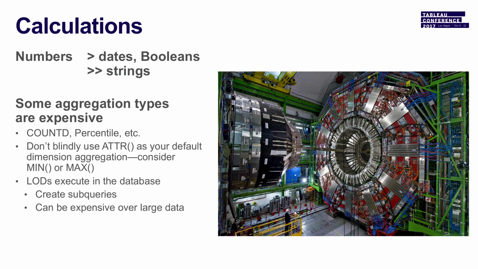The ATTR function, again, people will just blindly use the ATTR function. Be aware that what it does is it says, if min of whatever and max of whatever equal the same thing, then show me that thing, otherwise give me a star. So I have to do a min and a max. If I know the data is not going to change over the partition, just use one of them. Just use min or max. I don't care which one, don't use both.